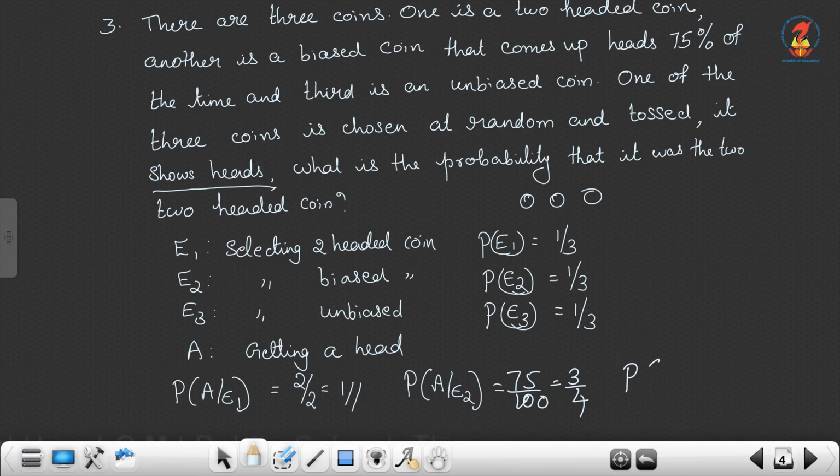Now what is P of A given E3? E3 means unbiased coin. Selecting the unbiased coin, then toss it, then what is the probability of getting a head? One side head, one side tail. So getting a head means 1 out of 2.